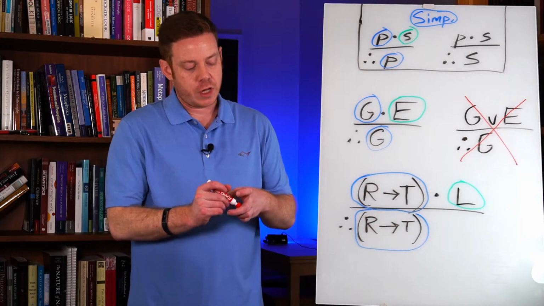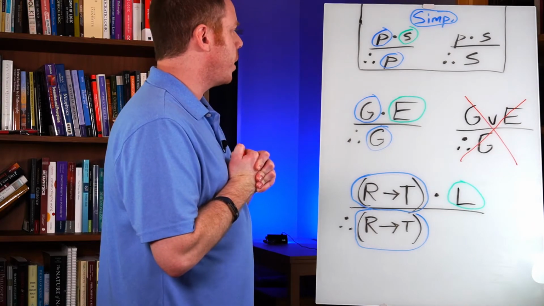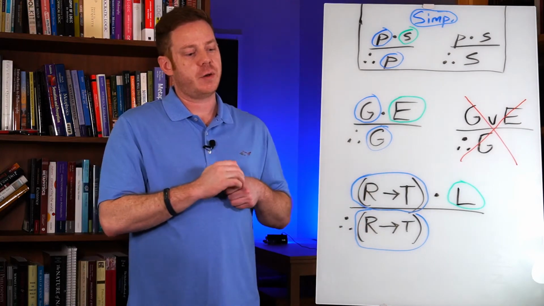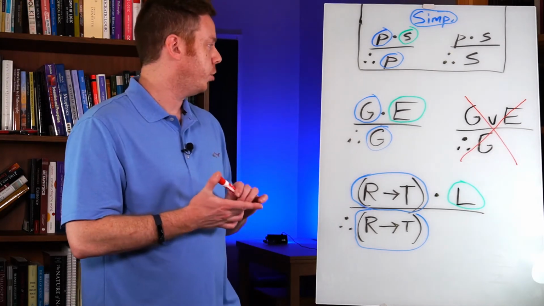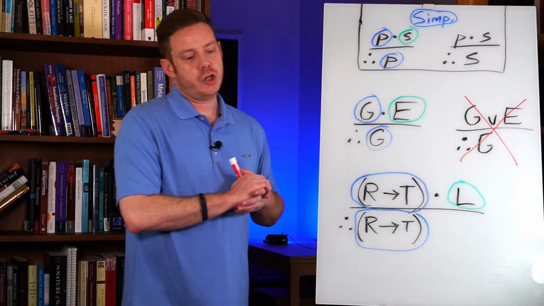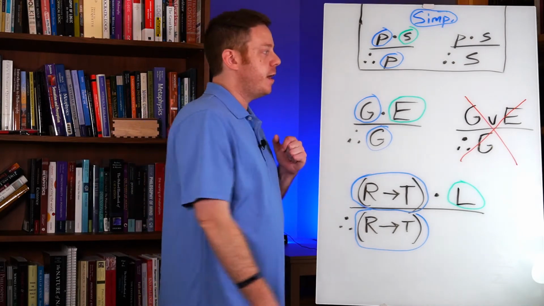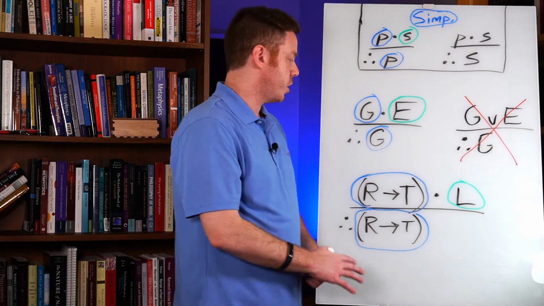So either the Bears will win or pizza will be free. Well, from that, you can't conclude that the Bears will win, right? Because you just pulled that out of an either or. You don't know for sure that the left side is true. So you can't simplify a disjunction.